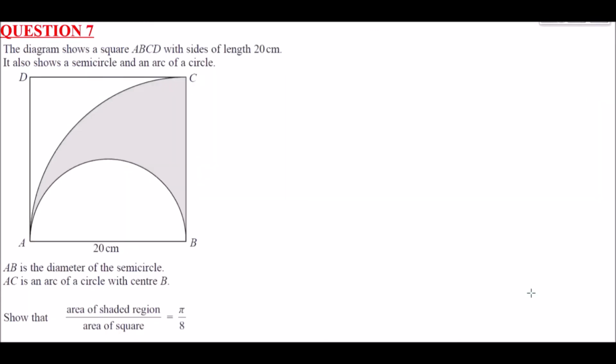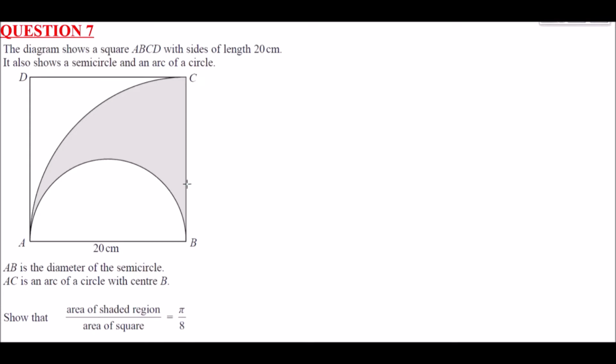Question 7. We have a diagram showing a square ABCD with sides of length 20 centimeters, and we also have a semicircle and an arc of a circle inside. So AB, from the bottom, is the diameter of a semicircle. A to C is an arc of a circle with a centre at B. So actually, from A to C, that's an arc of a quarter circle. So if that's centred at B, the full circle would be something like this, going slightly below the page and back up again. We need to show that the area of the shaded region as a fraction of the overall total square is pi over 8.